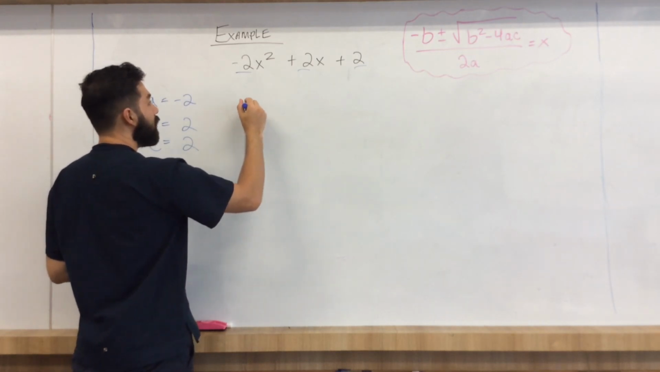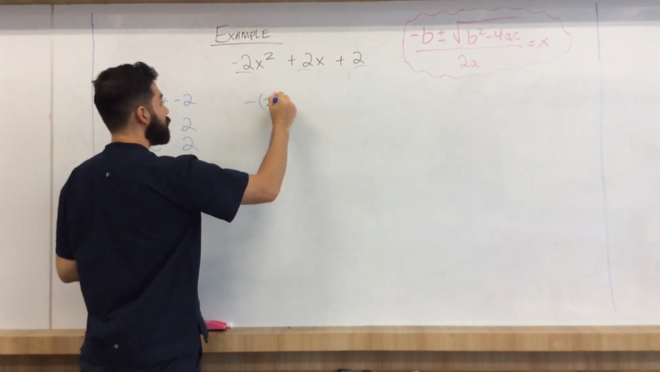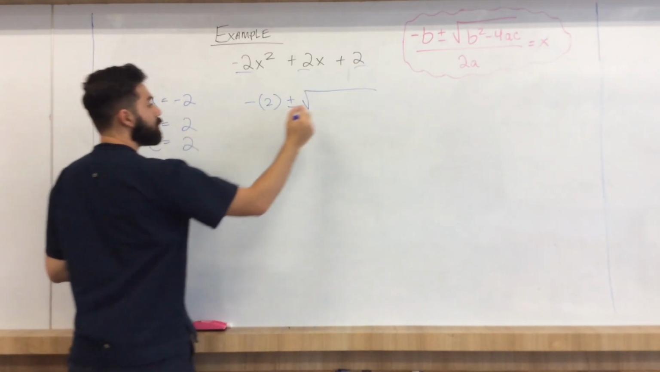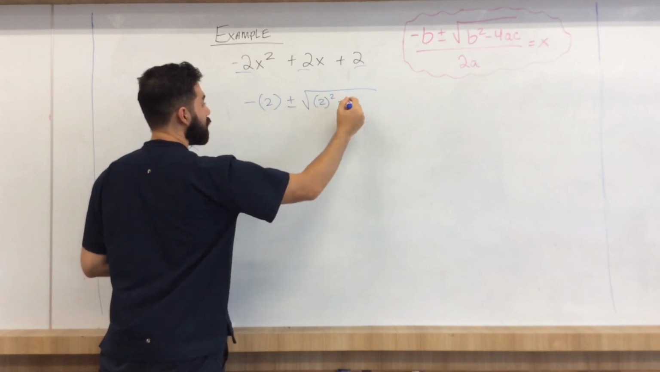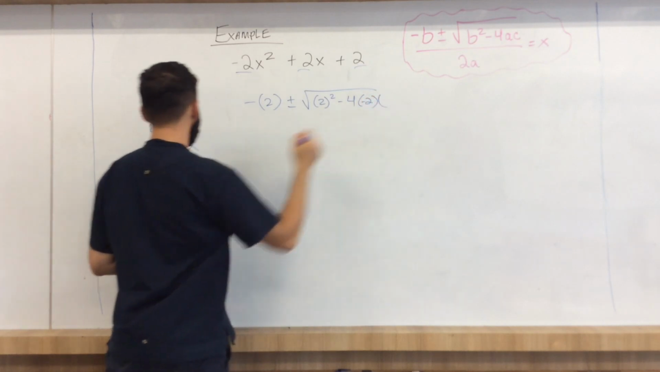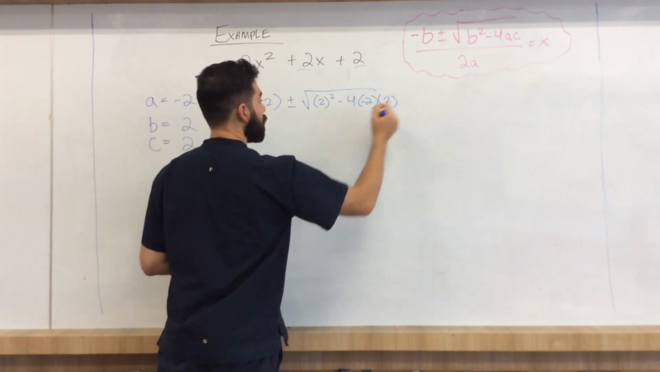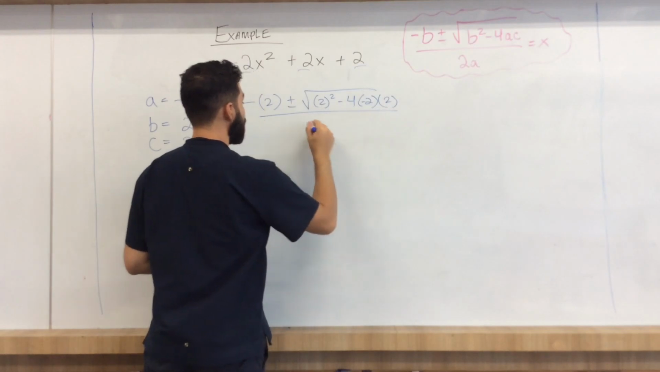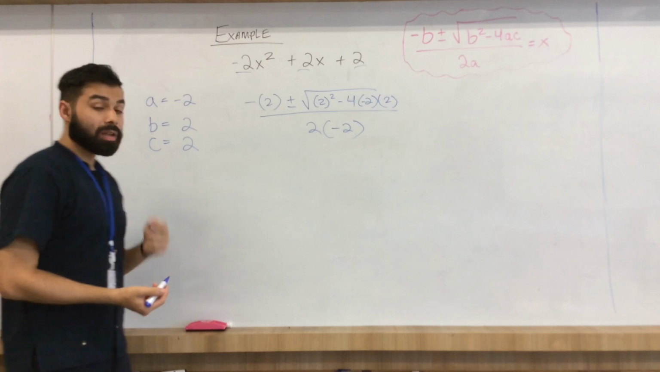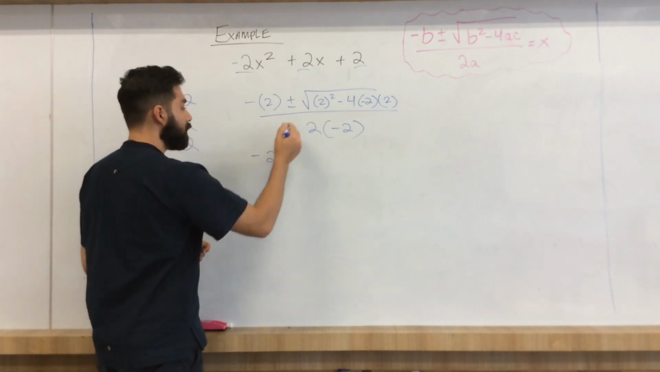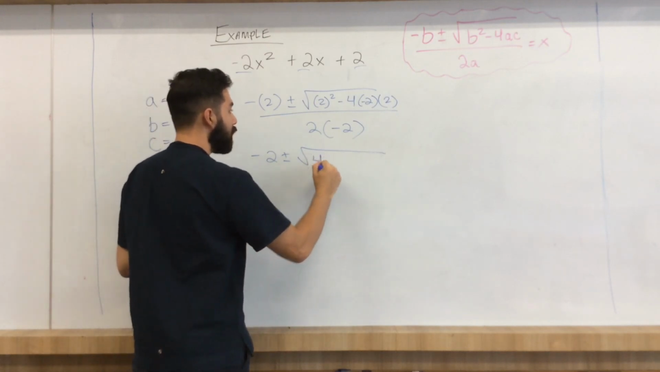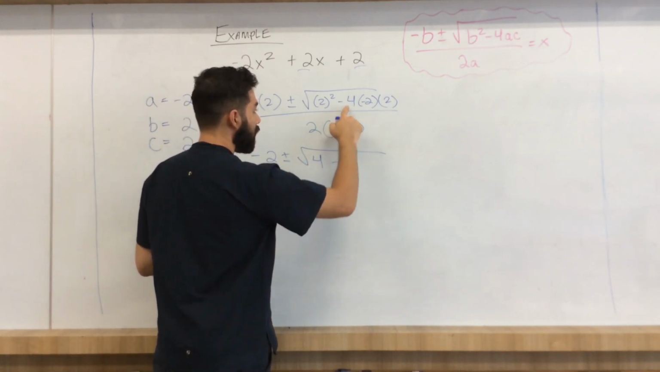Okay, let's plug that right back into our formula. So I end up having negative b, well, negative 2 plus or minus the square root of b squared, which is 2 squared, minus 4 times a, which is a negative 2, times c, which is a 2, all over 2 times a, which is negative 2. Right? So let's simplify this a bit more. So negative 2 plus or minus the square root of 2 squared, let's clean that square root up a bit.